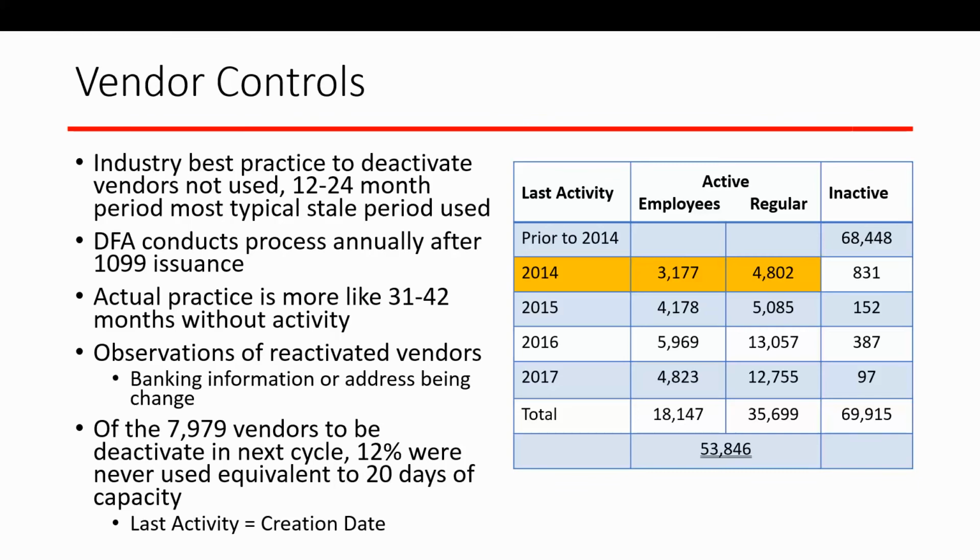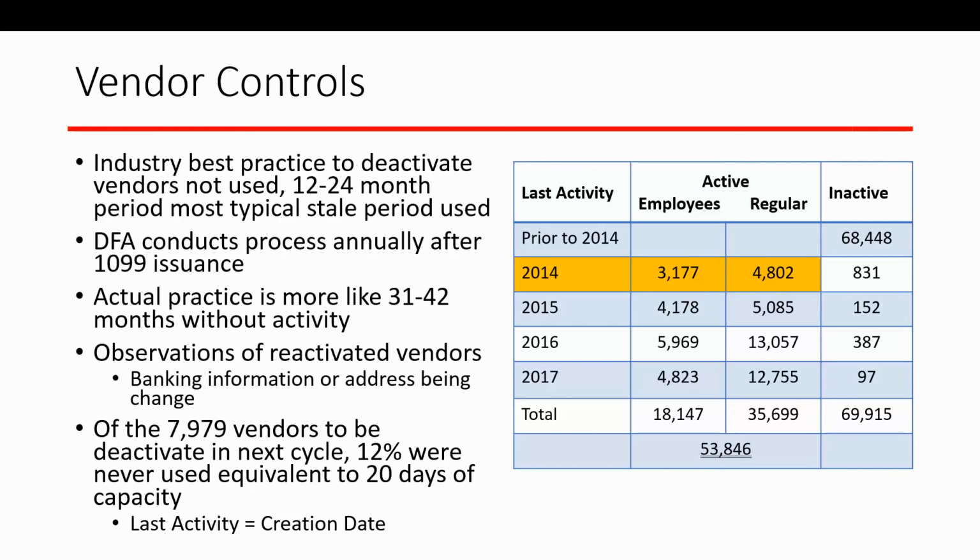One of the observations we made is that when we reactivate vendors that we have been deactivated, there is a lot of information that's changing. Banking information, address information, contact information. All of this is critical information and just shows the reason or justifies the reason for inactivating these vendors because the data is not accurate.